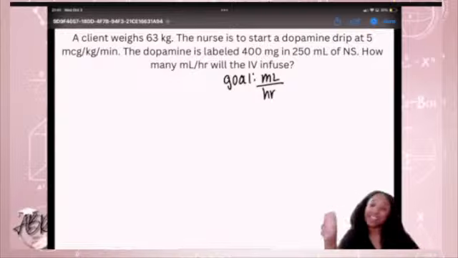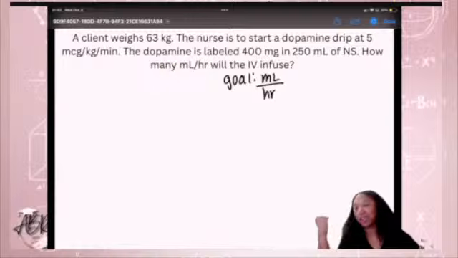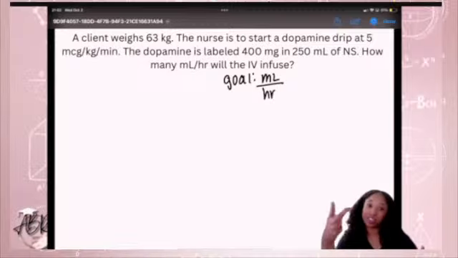So our puzzle pieces. Now this one is a weight-based problem. So I use the 3 P's: patient, prescription, and product, okay?